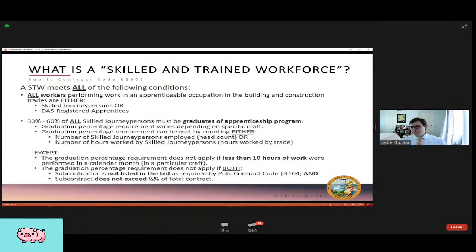Okay, so naturally this brings us to the question: what is a skilled and trained workforce? I would propose to you all that this slide right here is, in a nutshell, the entire definition. It's simple, but also complex. If this is the first time you're being exposed to this and you're scratching your head, then you are not alone. It definitely takes a while to sink in.